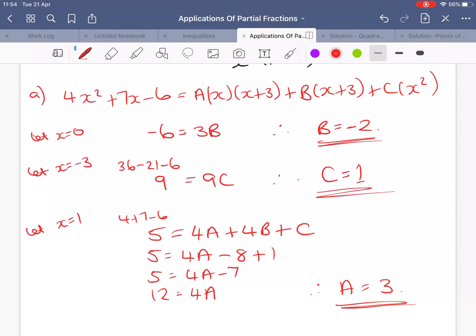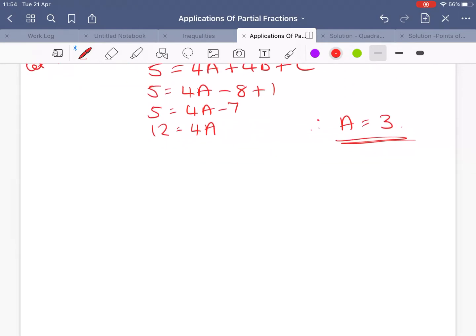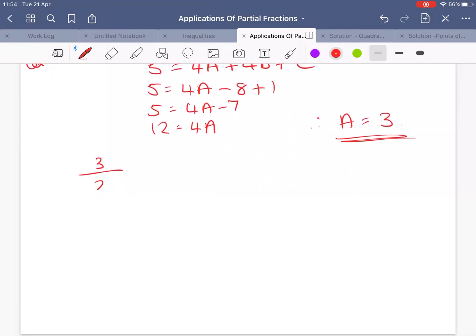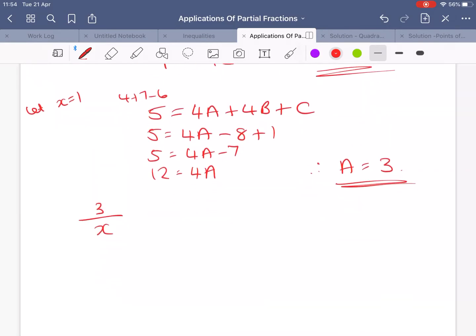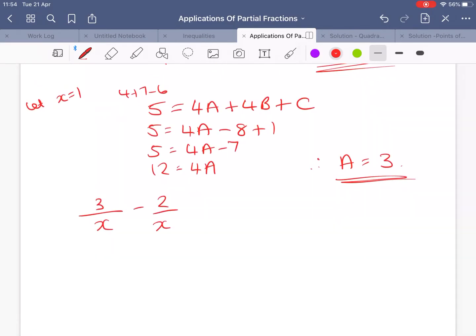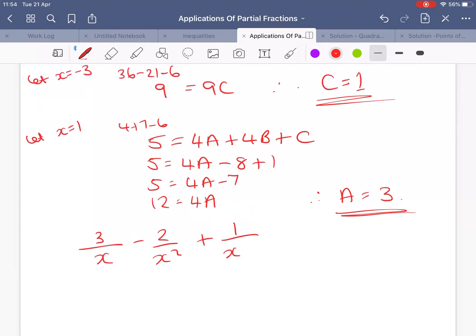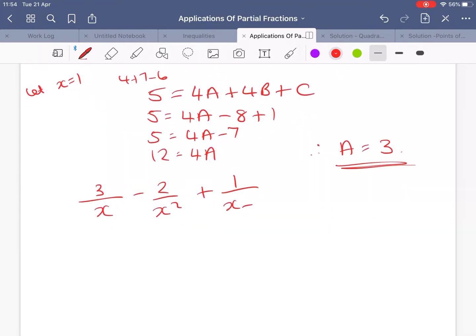So there are my 3 terms. So let's have a look. So it's going to be 3 over x. It's going to be minus 2 over x squared plus 1 over x plus 3. And there is my original fraction split into its sum of partial fractions.